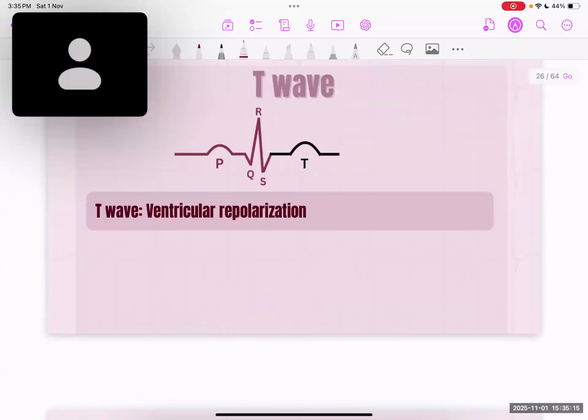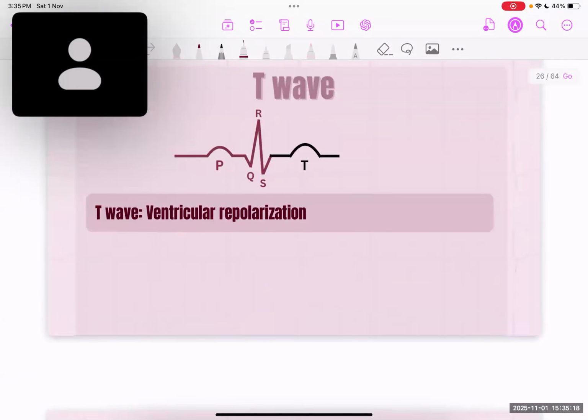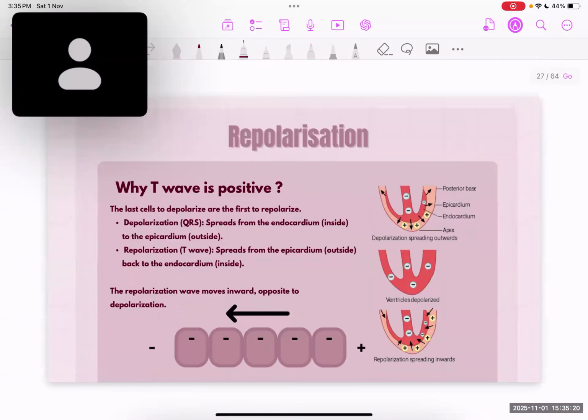Okay. Now, we mentioned the T wave is ventricular repolarization. An important question that comes with this: why is the T wave positive? Why is it not a negative deflection? The reason is an important concept you need to know: the last cells that depolarize are actually the first ones to repolarize. Depolarization goes from endocardium to epicardium, from inside to out. So it's going from here to here. But when we are repolarizing, we're going from outside to inside.